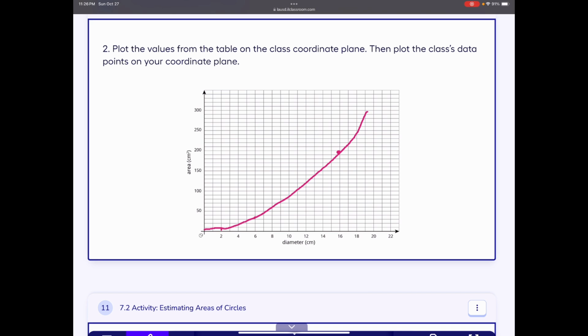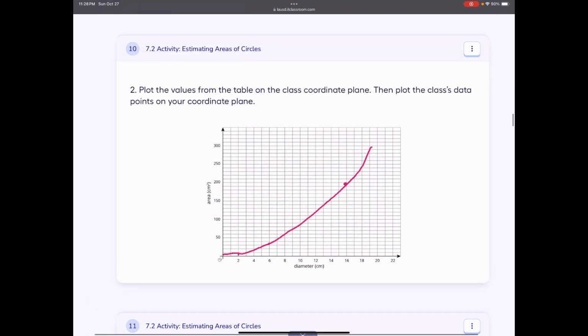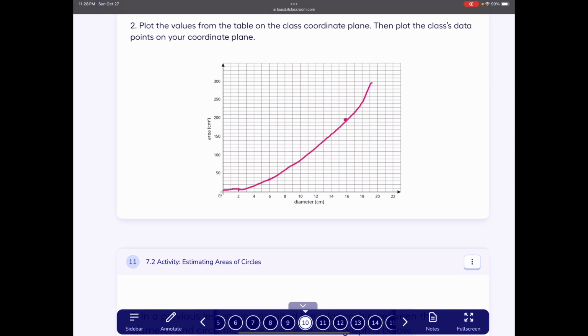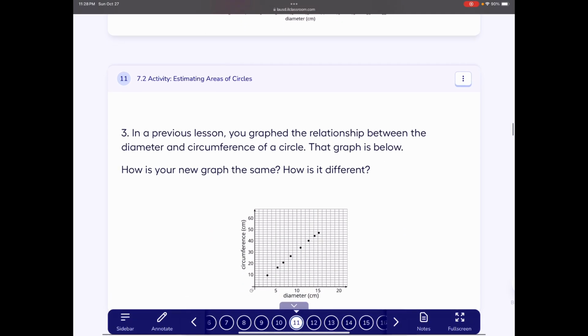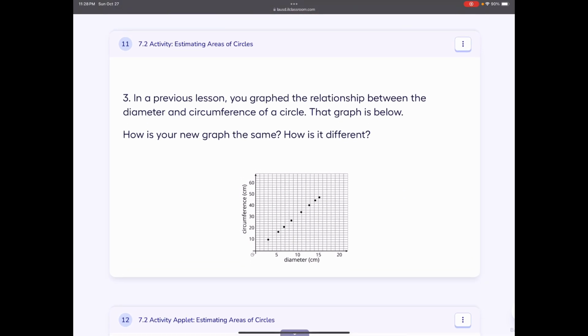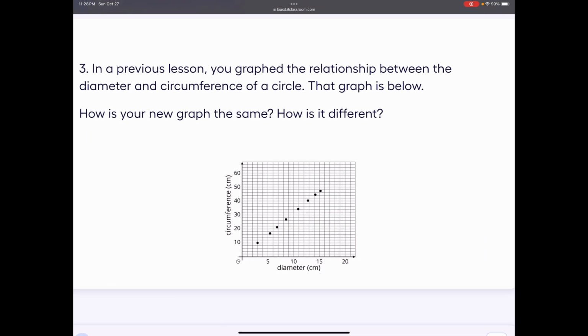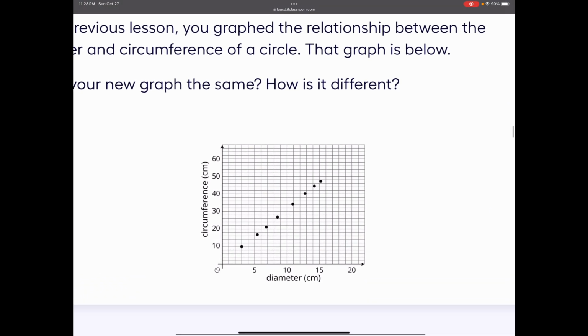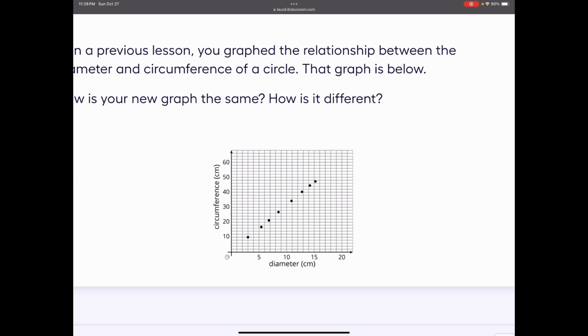And that would be the area. The area is increasing at a faster rate than the diameter, which means, again, this is not a proportional relationship. If we scroll down, here's the graph for diameter and circumference. And look at our graph for diameter and circumference. That is a proportional relationship.